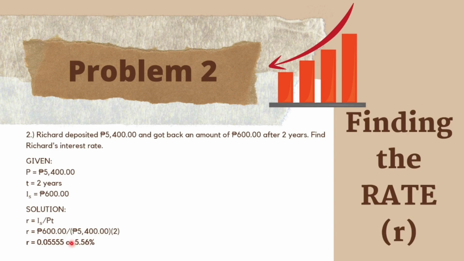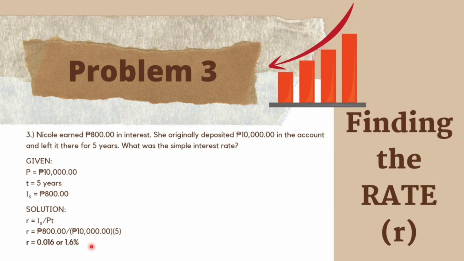But remember, we're trying to get the percentage. So multiply that by 100 and you will get an answer of 5.555, or 5.56 if you round it off to the second decimal place. So that's the final answer for this specific problem. Now let's head on to problem number 3.